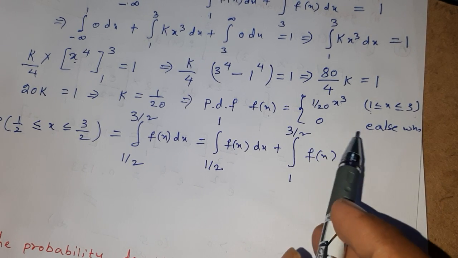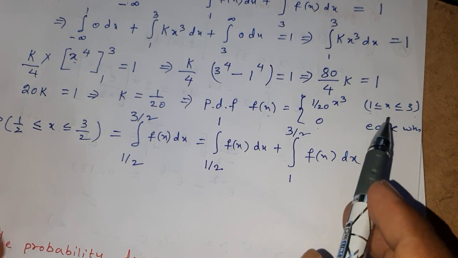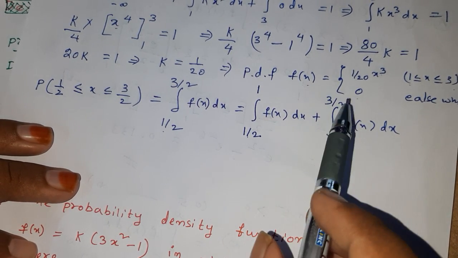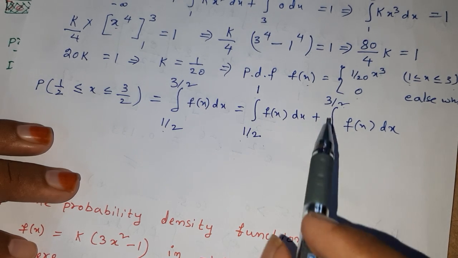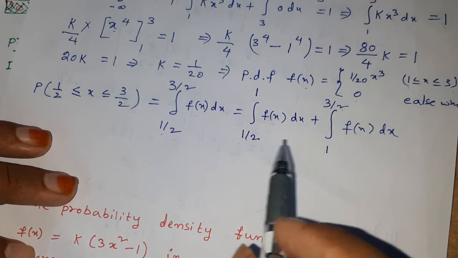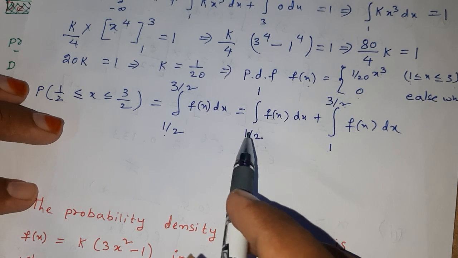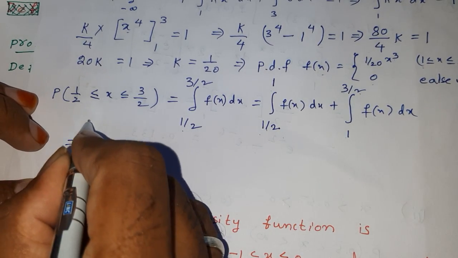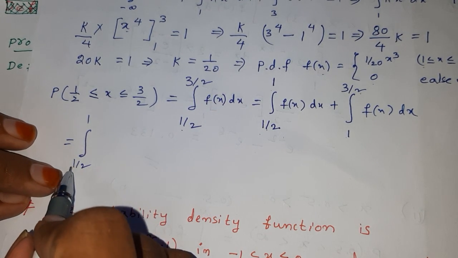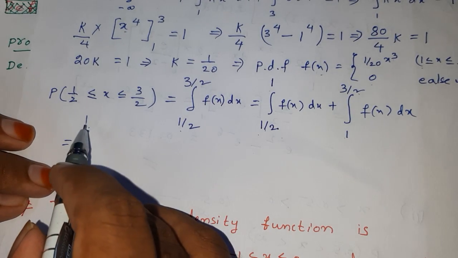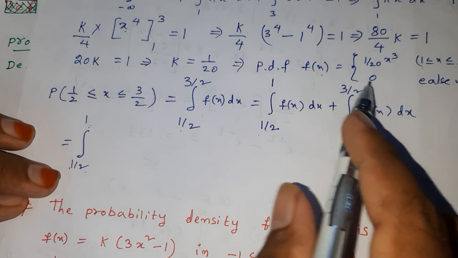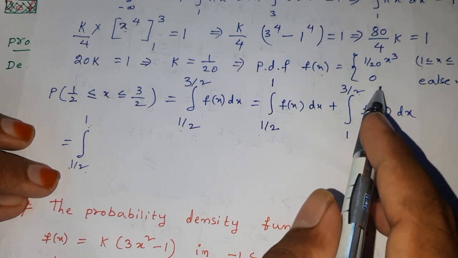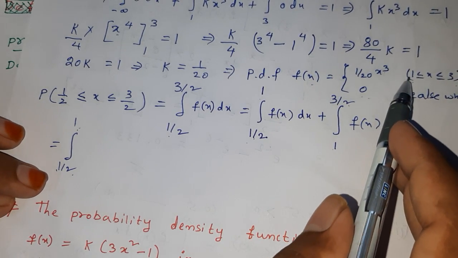At any other points its value is 0. Therefore the intervals are 1/2 to 3/2, 1/2 to 1, and 1 to 3/2. Now, when x is between 1/2 and 1, that is less than 1, the value of f(x) is defined as 0. In this portion f(x) is 0, because x is less than 1.